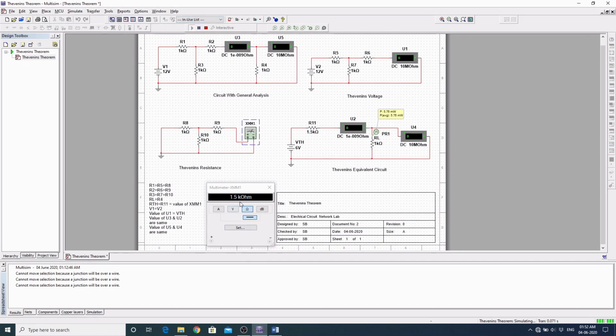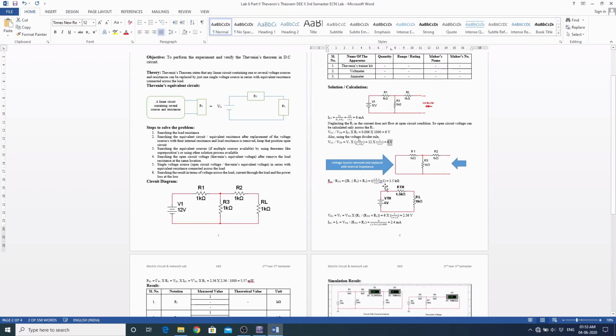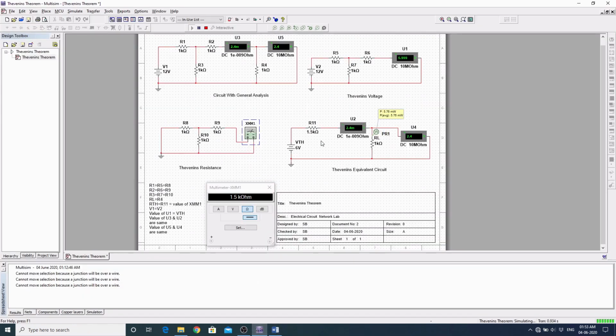See, it is showing 1.5 kilo ohms. This is also the same as our theoretical calculation, 1.5 kilo ohms. And then finally this open circuit voltage, that is Thevenin's voltage, in series with the equivalent resistance of this circuit, that is 1.5 kilo ohms. So 1.5 kilo ohms is attached over here, and the load resistance which was available here with the notation of R4 is also attached over here.